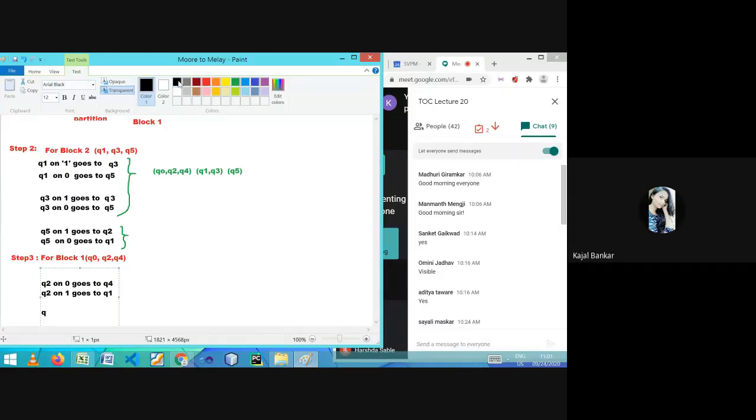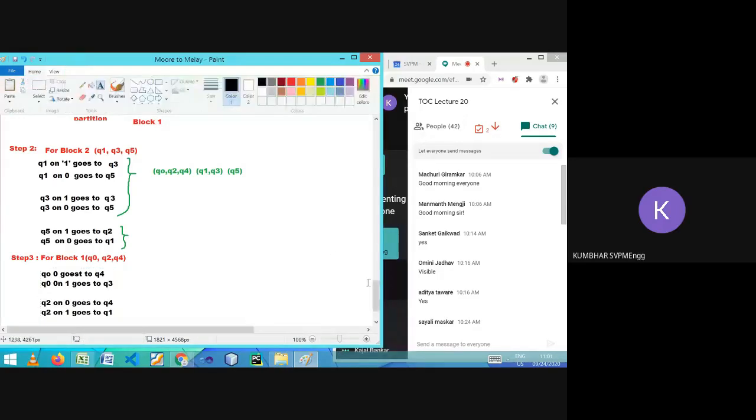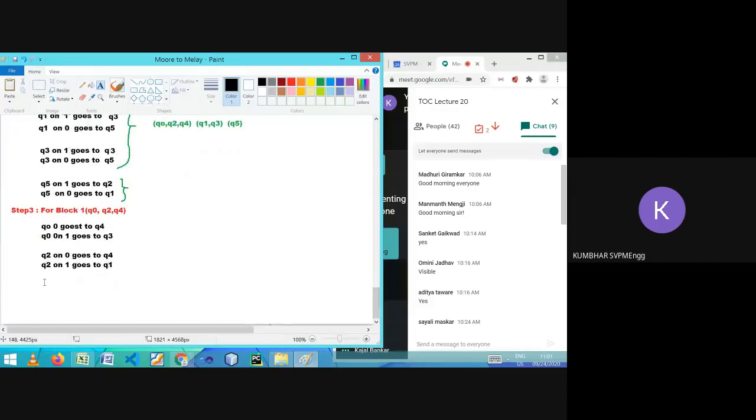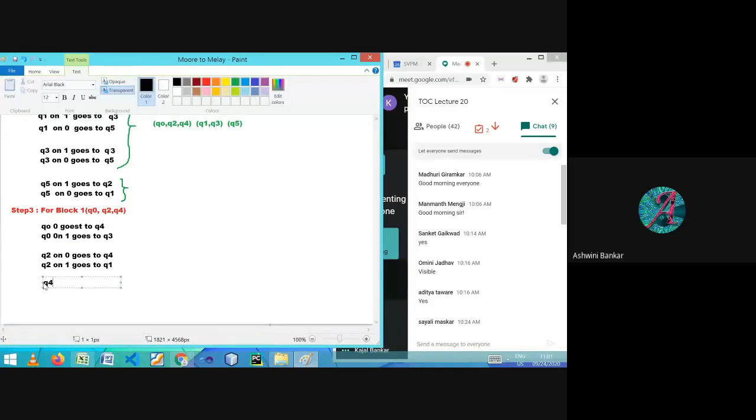And last, we have to check the transition for Q4. Just a minute. I should go down, otherwise that part will be hidden. Q4 on 0, tell me, Q4 on 0 goes to where? Q2. And Q4 on 1 goes to Q5.